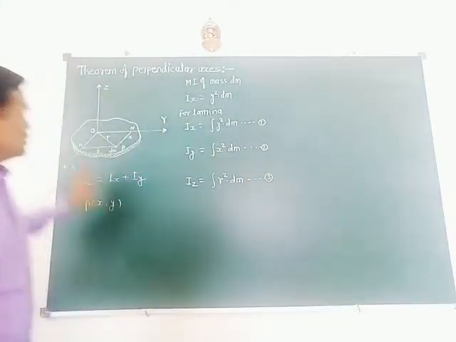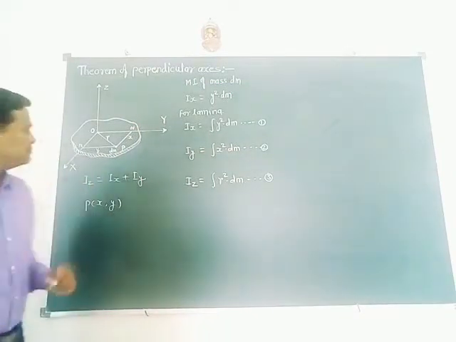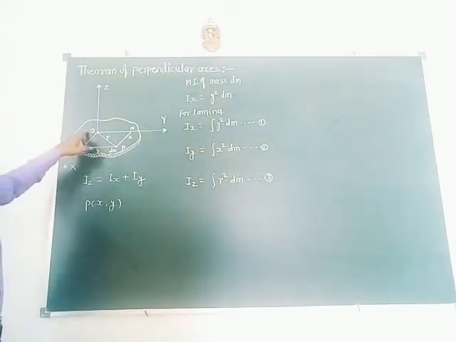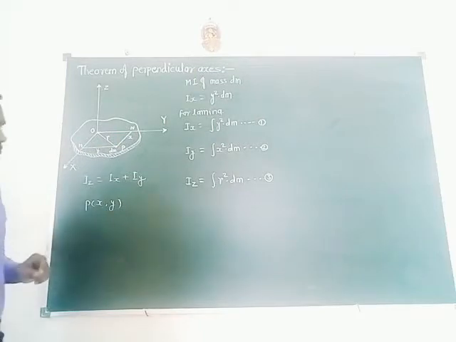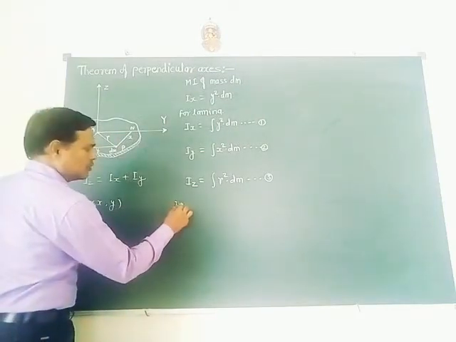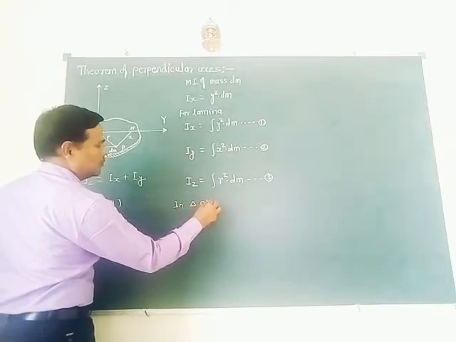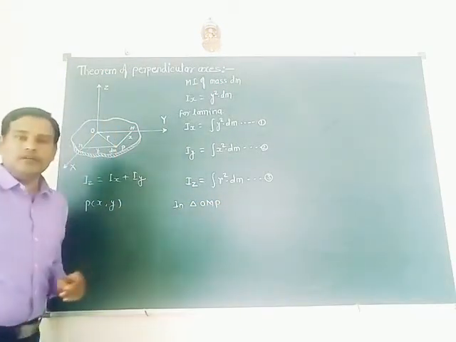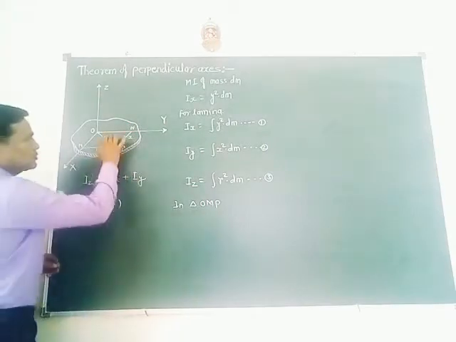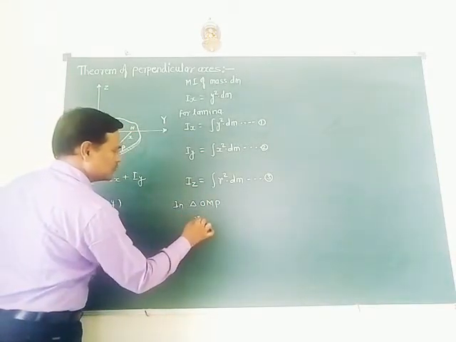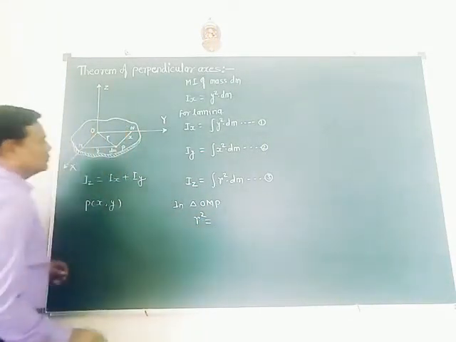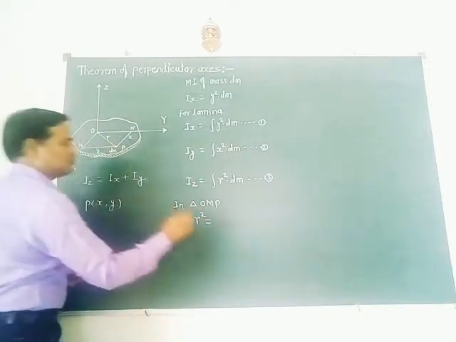Now see the geometrical part of this figure. In triangle OMP, tell me the Pythagoras theorem. So small r square is equal to x square plus y square.